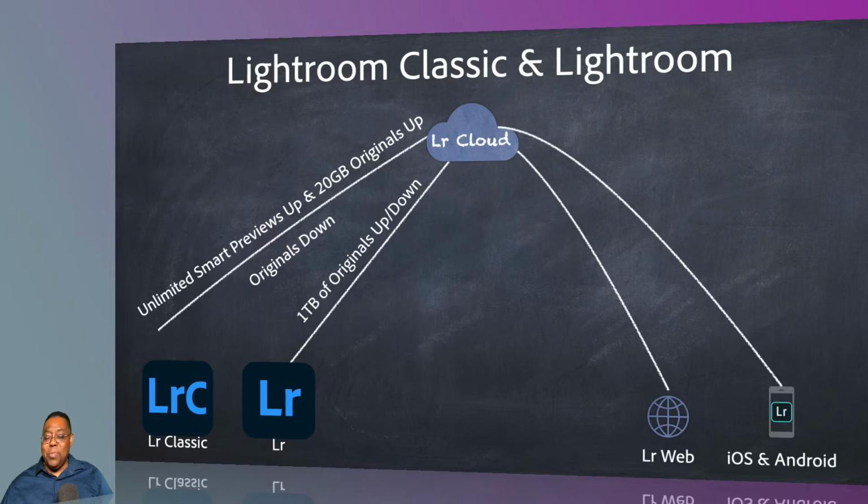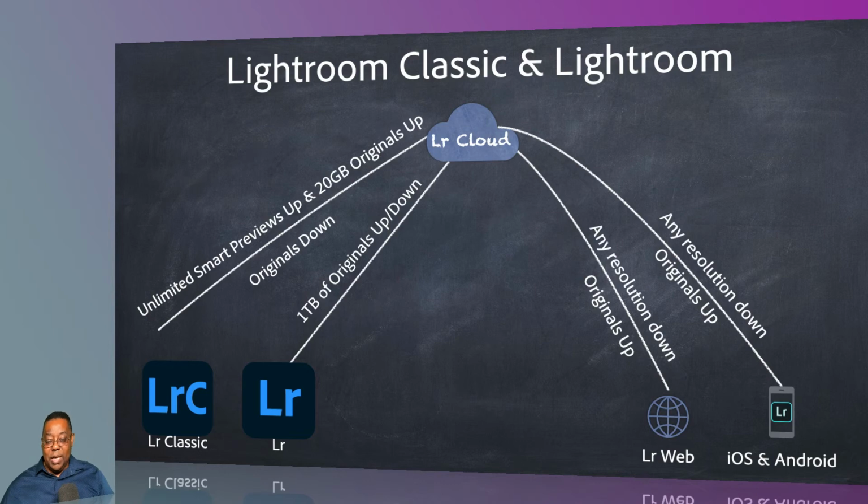What about the web and mobile? Originals up. So if I go to the web browser on your computer, if you let me in your house, I log into my Lightroom and I put in a thumb drive and I upload a 30 megapixel file, well, that original is going to go up. Or if I shoot with my phone or my iPad, that original is going to go up, as I mentioned. And of course, any resolution down. If it came from Classic, it's going to be a smart preview that's going to come down into your phone. If it were an original, it's going to be an original that comes down to your phone. It just depends on what it started out as.